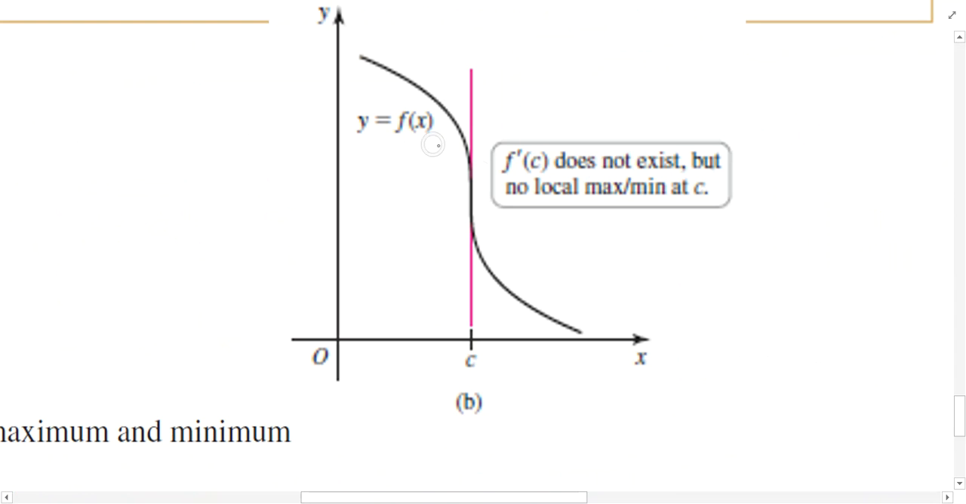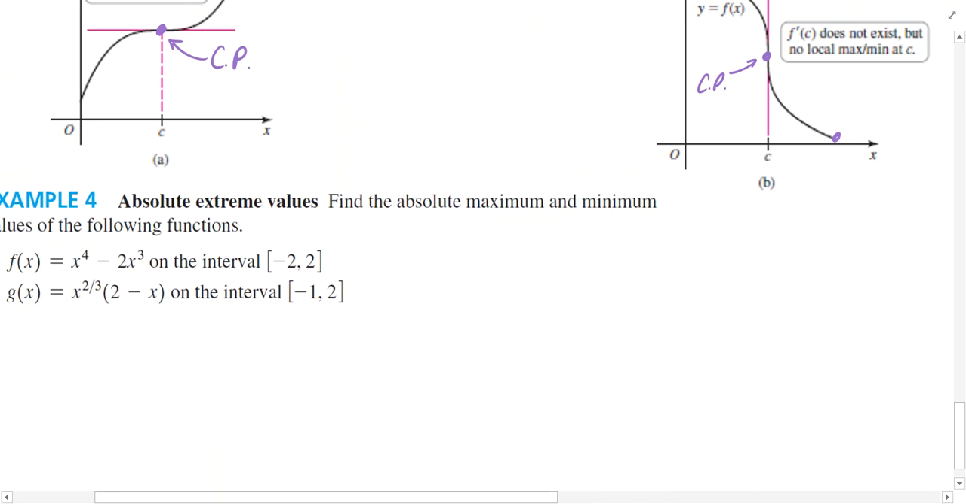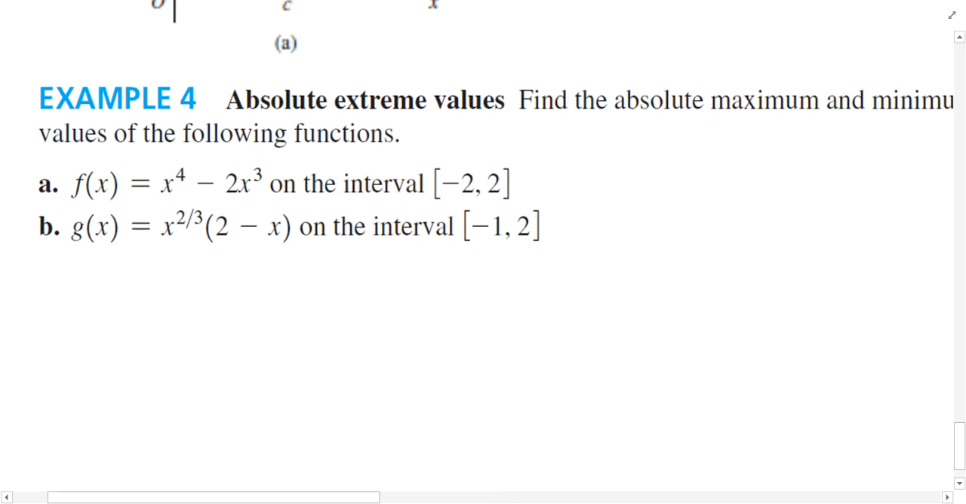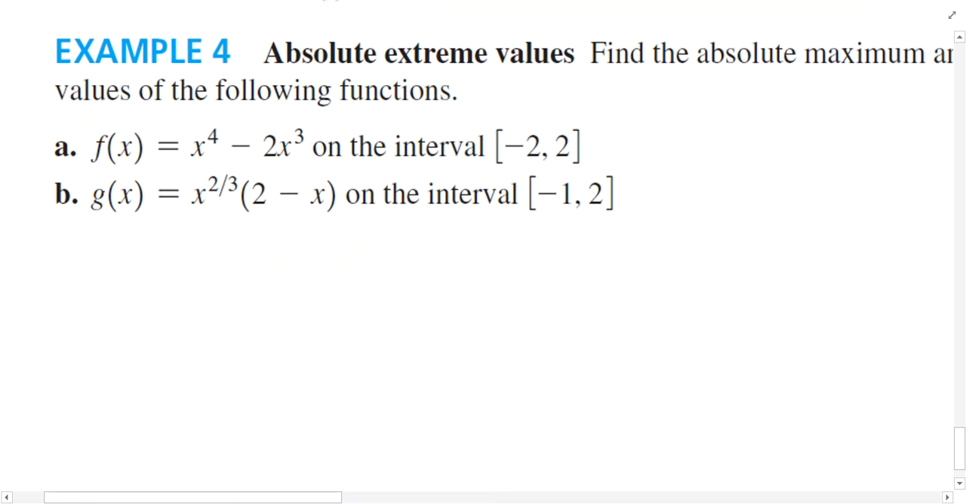Similarly, here's a function that would pass the vertical line test on its definition, but this particular point right here produces a derivative that does not exist. It's still considered a critical point, but that critical point does not generate a maximum or a minimum value. If this was a function on a closed interval, we would have to look at the endpoints in addition to the critical points in order to locate our absolute maximum or absolute minimum points.